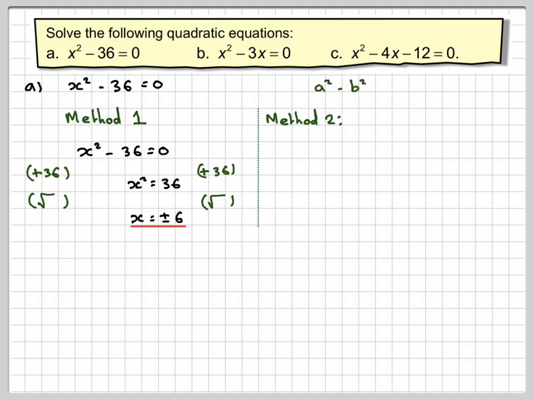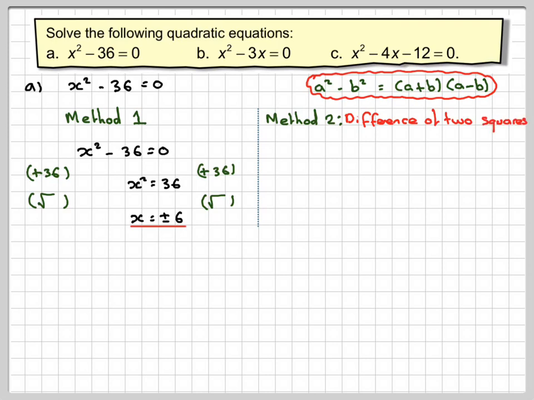Method 2 relies on this formula: a squared minus b squared is a plus b, a minus b. This is called the difference of two squares. So we've got x squared minus 36 is equal to 0. So a squared is x squared, therefore a must be x. b squared is 36, therefore b must be 6. So we can rewrite this as x plus 6, x minus 6, and of course we've got it equal to 0. Now we've got two brackets.